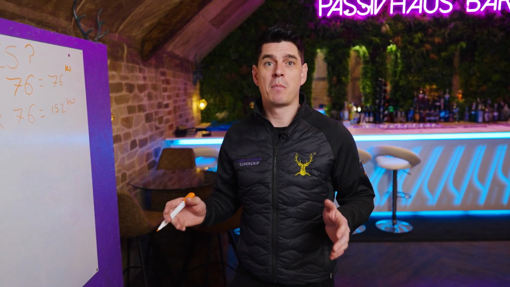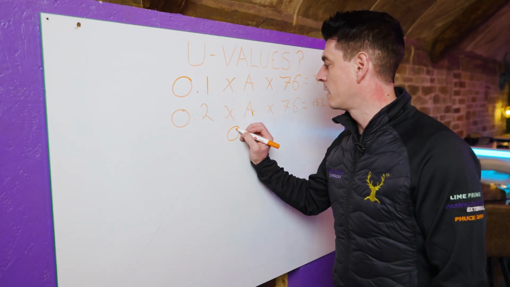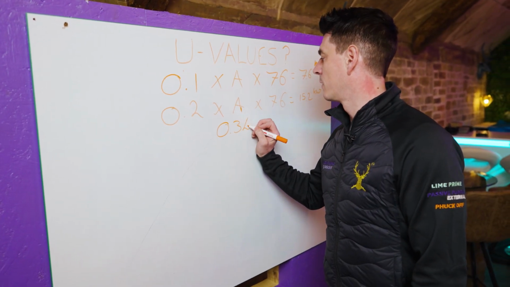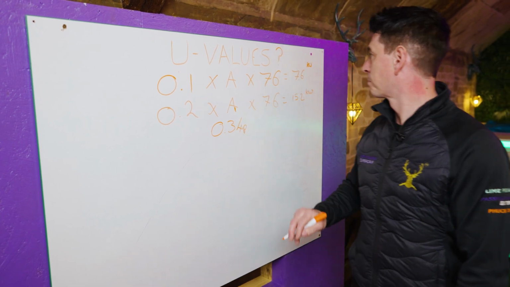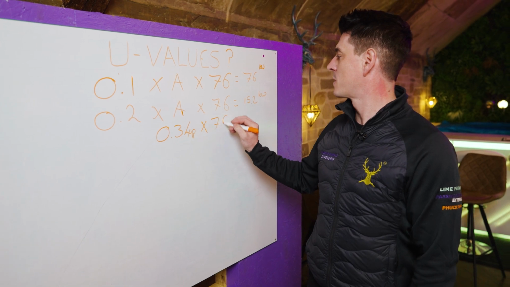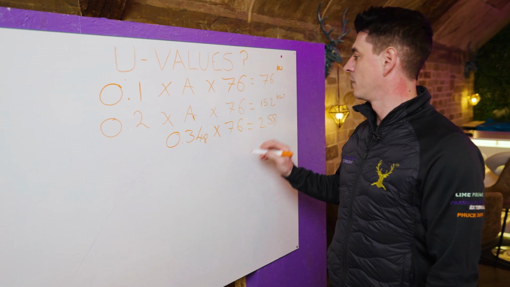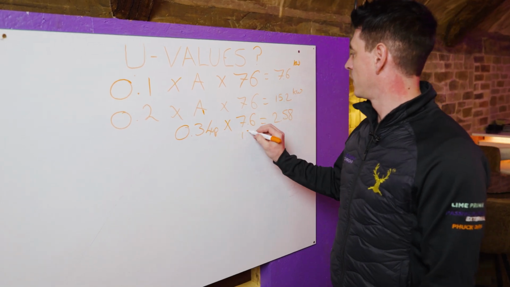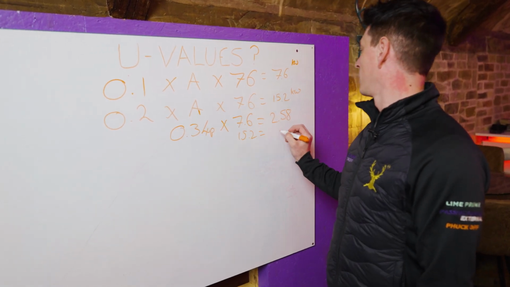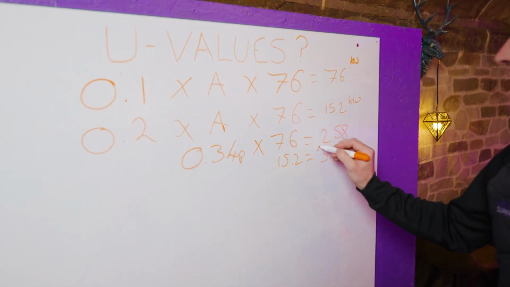So now let's put that in monetary terms. The average cost of electric, say in the UK, is 34p per kilowatt. So we times that by 7.6, we have our answer of about £2.58. And if we do the same for the 15.2, we have £5.17, there we are.